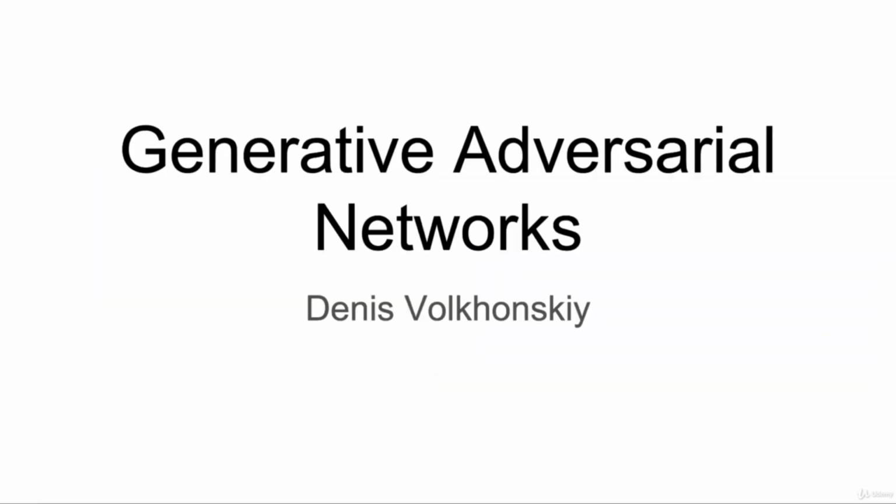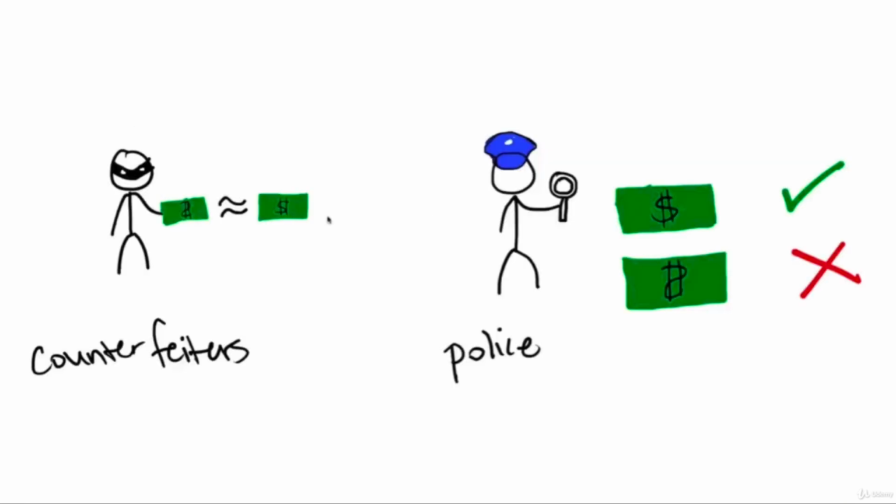In this video, we will study what generative adversarial networks are. Imagine the situation. There is a counterfeiter and a police. The counterfeiter tries to make fake money in order to deceive the police. On the other hand, the policeman tries to distinguish between real money and fake money. And in fact, this is the idea behind generative adversarial networks.